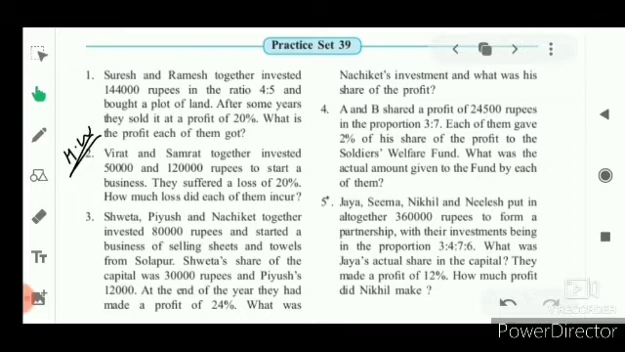How will we calculate it? The investment of all three persons is 80,000 and the investment of two persons is given as 30,000 and 12,000. So from this information we can calculate the investment of Nachiket. After that, at the end of the year, they had made a profit of 24%. What was Nachiket's investment and what was his share of the profit? So here it is given that after 1 year they got a profit of 24% of the total amount, and we have to calculate Nachiket's investment and his share of profit. So let's see.